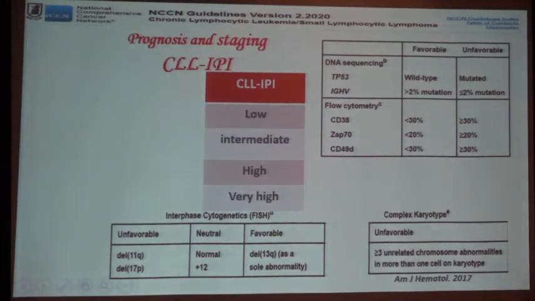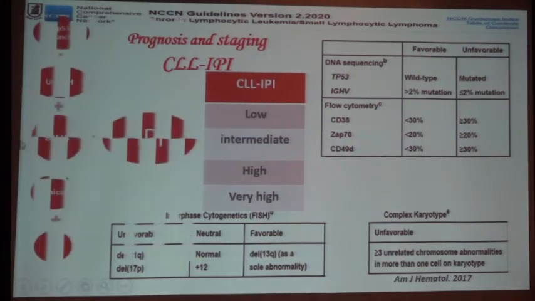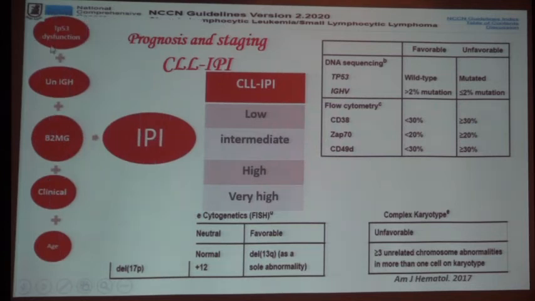We should diagnose the prognosis and staging of the CLL. It's based mainly on the deletion or mutation of P53, unmutated IGH, and beta-2 microglobulin value, as well as clinical data and age of the patient. This is the CLL-IPI scoring. It's divided into low, intermediate, high, and very high. And we have favorable and unfavorable according to the DNA sequencing. For P53, wild type is favorable, mutated is unfavorable.